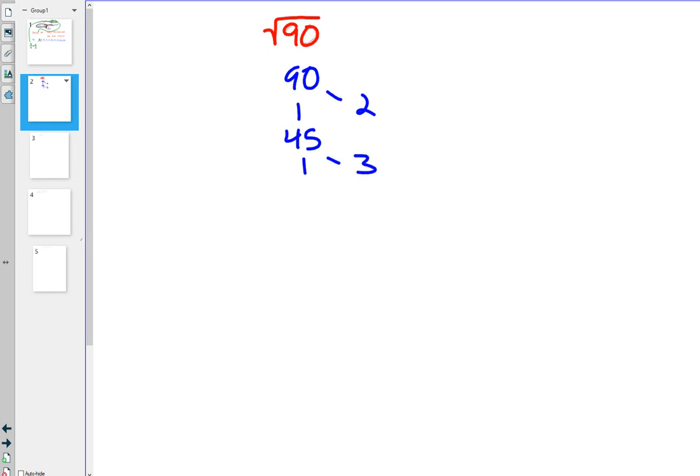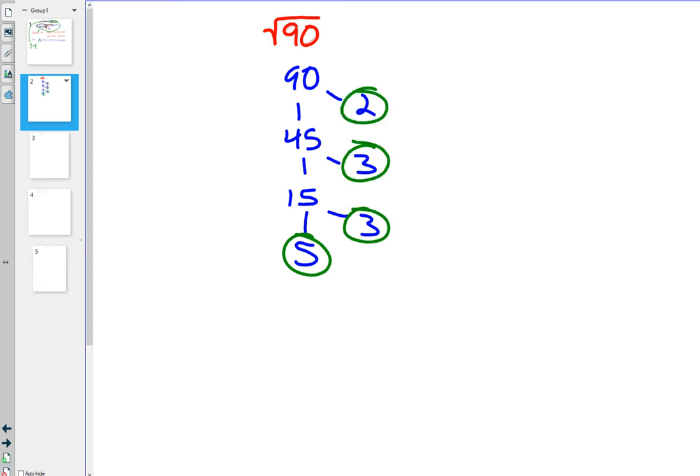What does it give you? 15. 15 is not prime, so I can keep on going. I left off on 3. 3 works again. What's 15 divided by 3? 5. And since 5 is prime, I know that I'm done. Not that you have to, but I like to then circle the prime numbers.